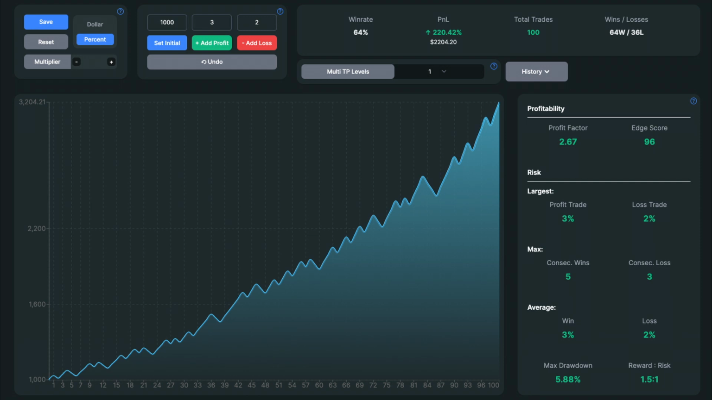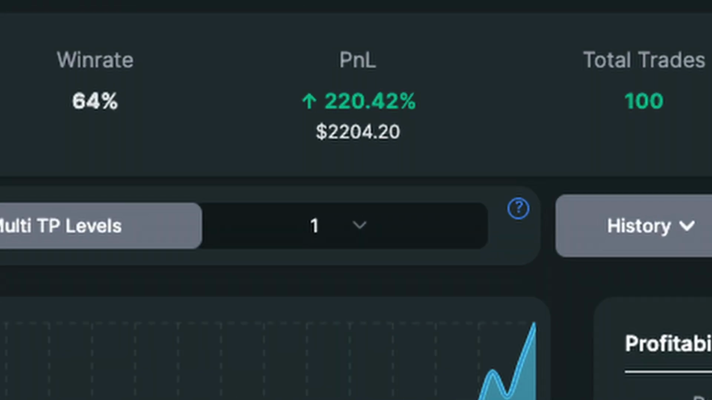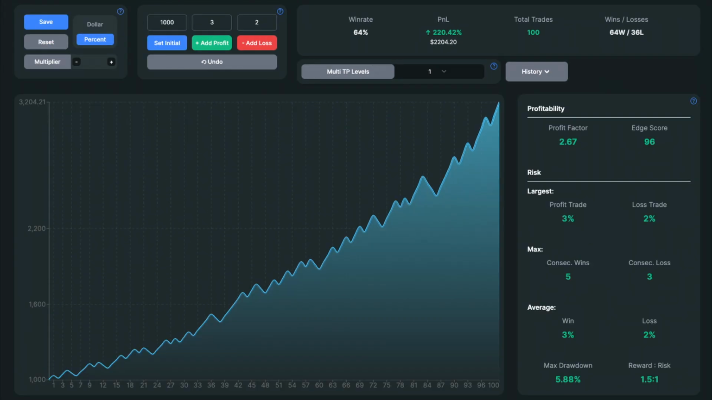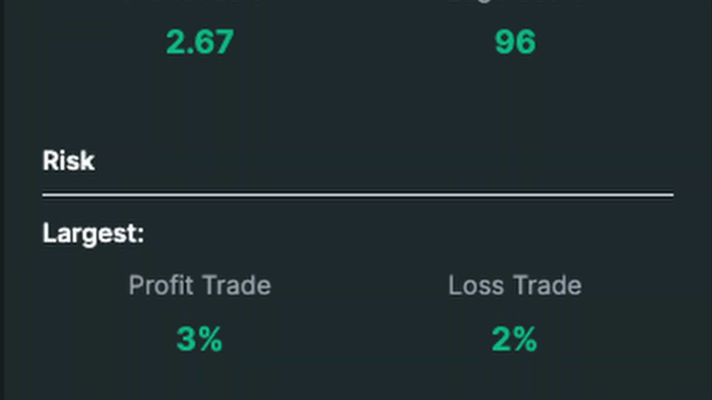We also managed to grow our account size by 220% across the 100 trades, which with an initial account size of $1,000 meant we made $2,200. Looking further into our stats, we see the profit factor we got was 2.67 and we had 5 consecutive wins against 3 consecutive losses.